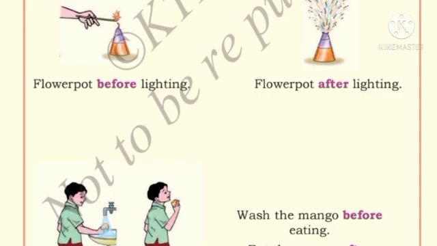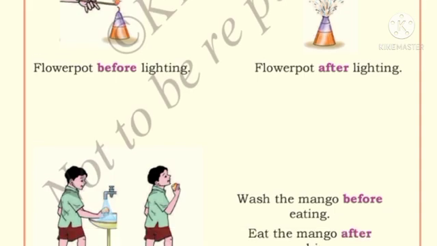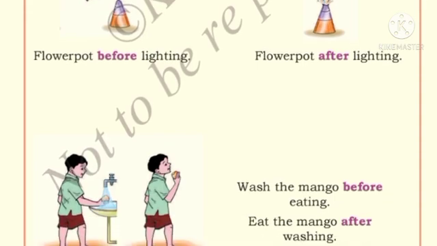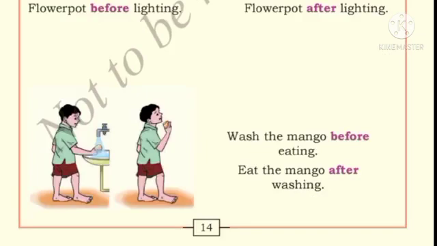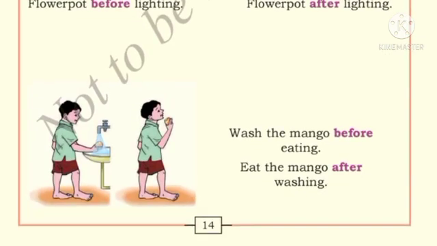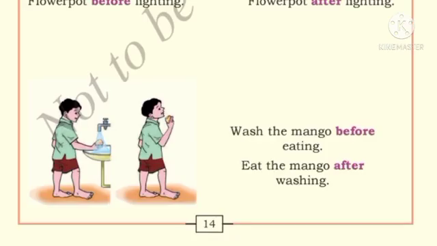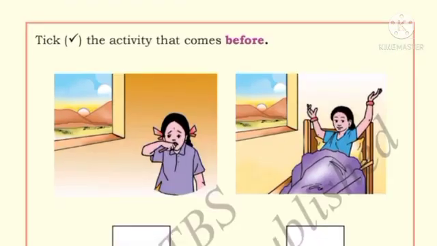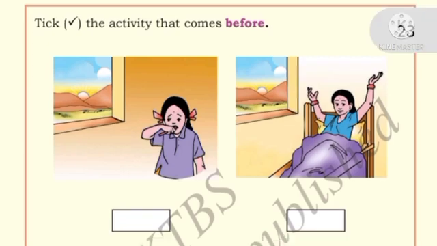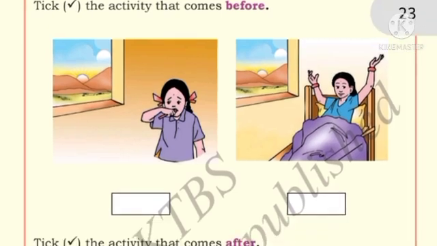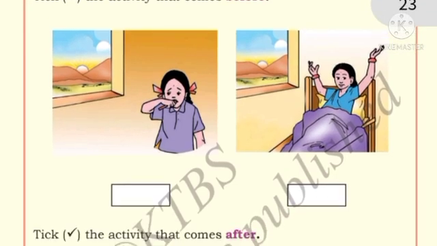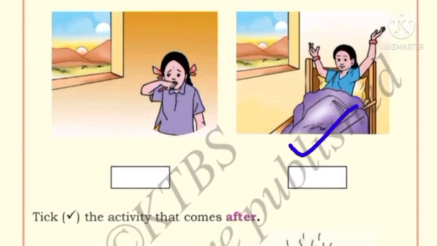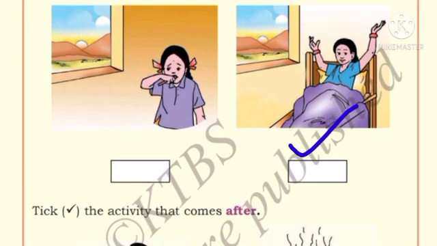Now see here, wash the mango before eating, eat the mango after washing. So children, before eating the mango you have to wash it and you have to eat the mango after washing it. Okay. Now see here, tick right to the activity that comes before. So first what will you do? First we will get up and then we will brush. So the first activity, before, is getting up.